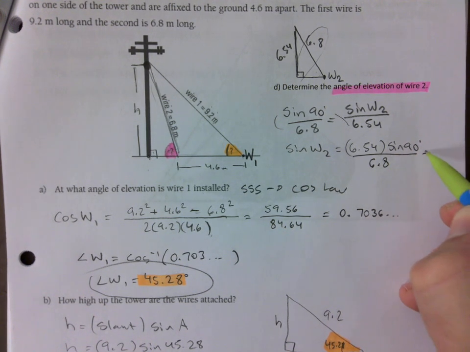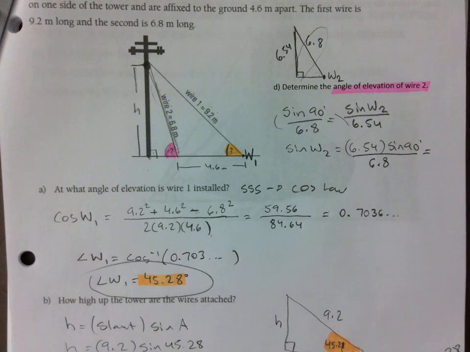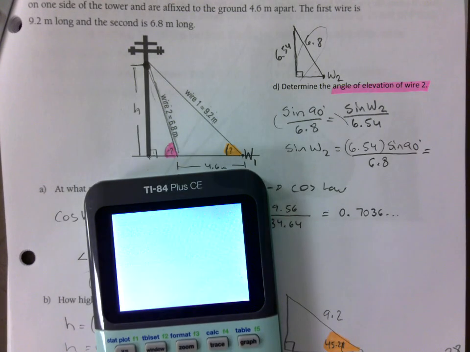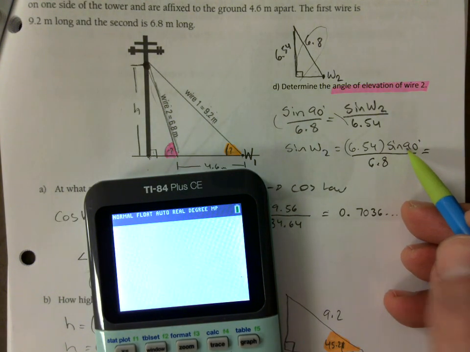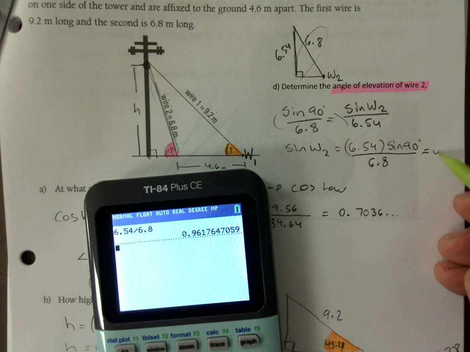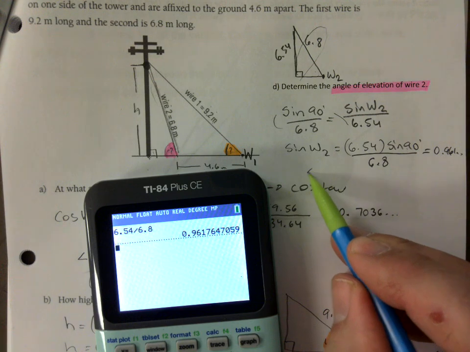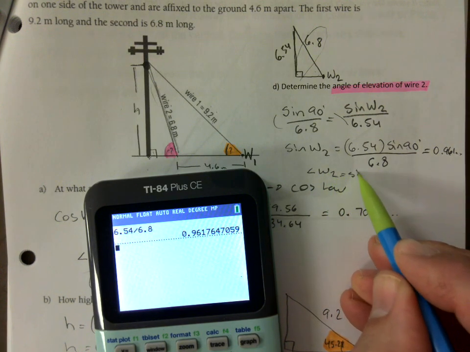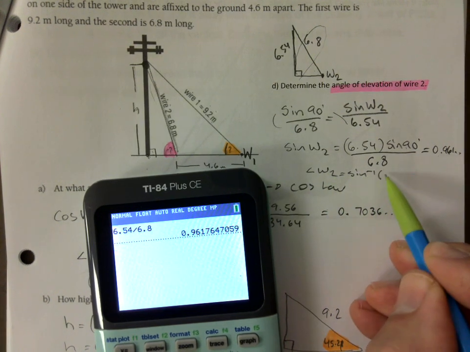I'm going to run out of room here. Sine of 90 is just 1, correct? So I'm going to skip that step. I'm just going to divide this by 6.8. That's 0.961, and that keeps going. So angle W2 is sine inverse of that.